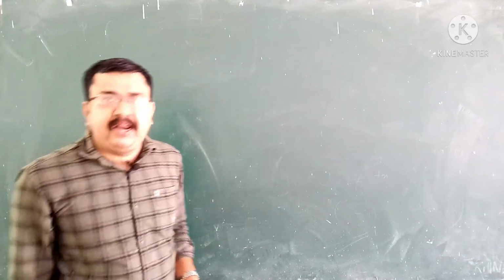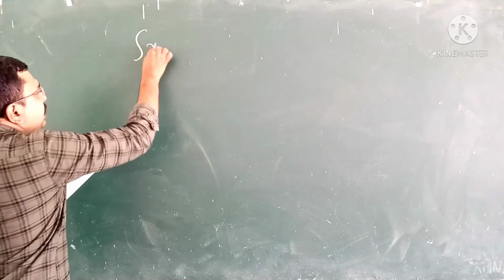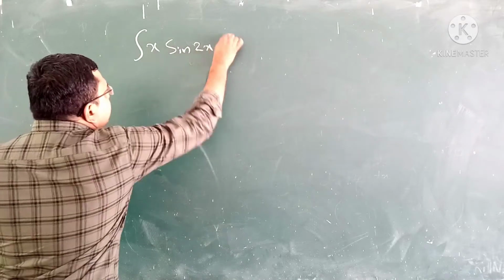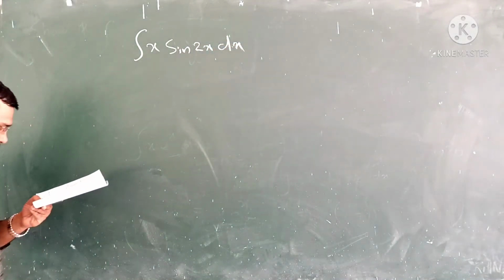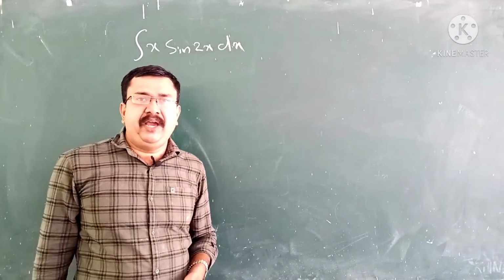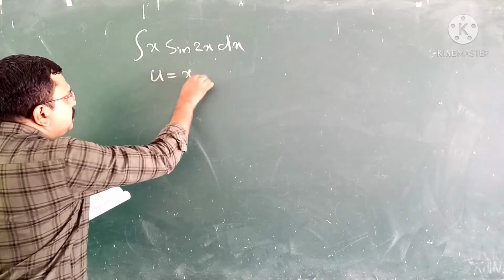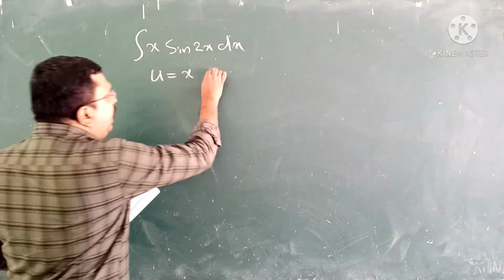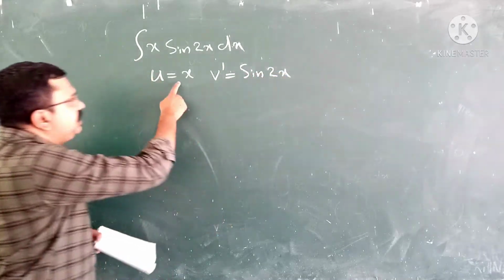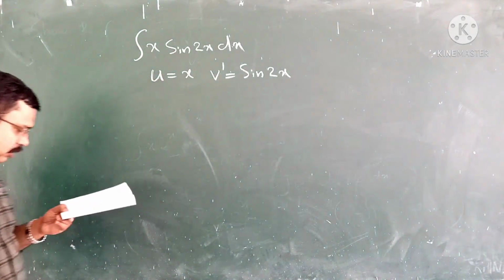Now our next question is evaluate integral x sin 2x dx. Okay, here u equal to x and v dash is equal to sin 2x. First function is x and v dash is equal to sin 2x.